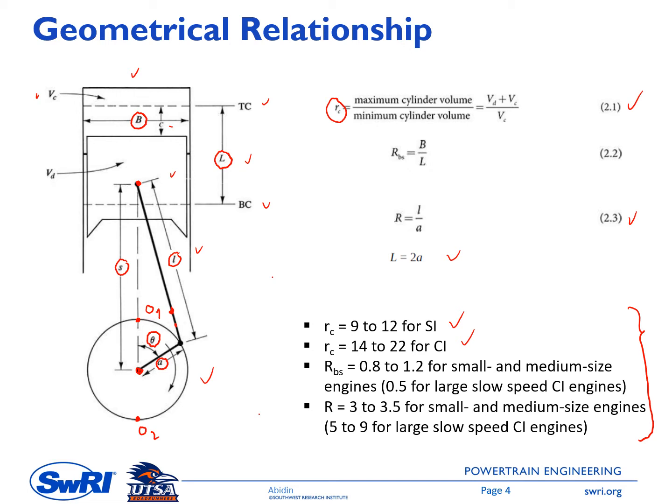And the next one is the range for R. R here is the ratio between the connecting rod length and the crank radius. R is between 3 and 3.5 for small and medium sized engines. And then for large slow speed compression ignition engines, so diesel engines, R can be between 5 and 9.